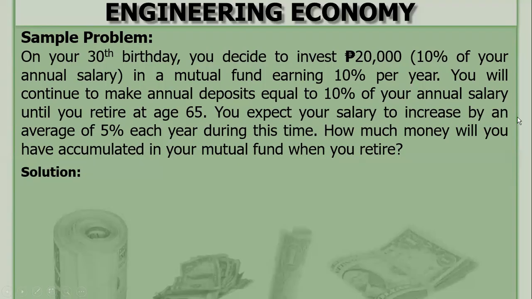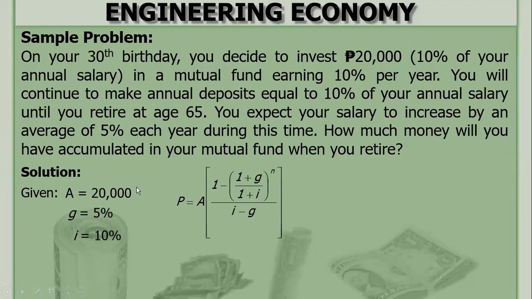You expect your salary to increase by an average of 5% each year during this time. This is your G, the rate of change, 5%. How much money will you have accumulated in your mutual fund when you retire? So what is asked is the value of F at year 65. And since we only have the formula of P, first we'll solve for P, and then after that, convert to F. So our A is 20,000, our G is 5%, our I is 10%.